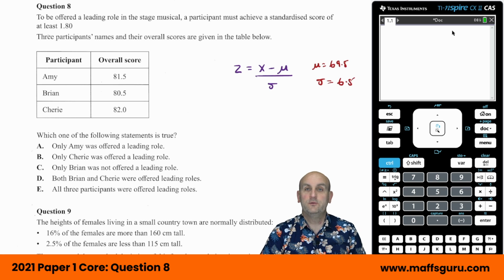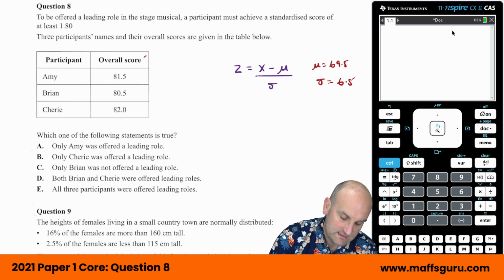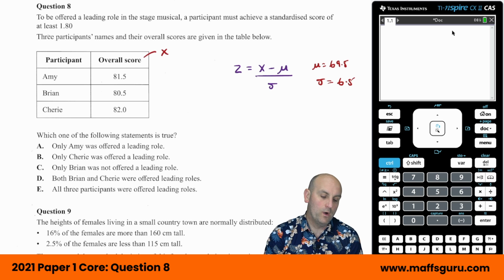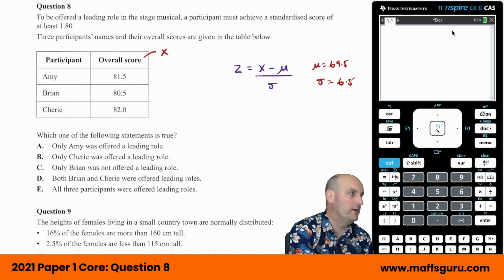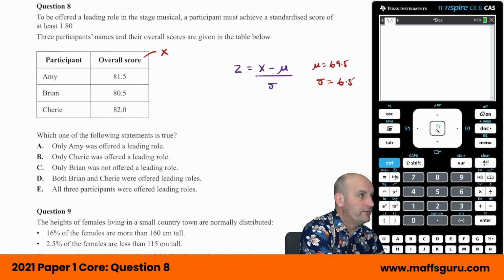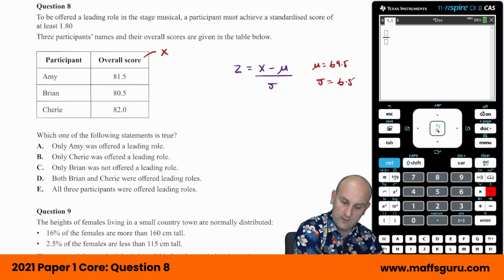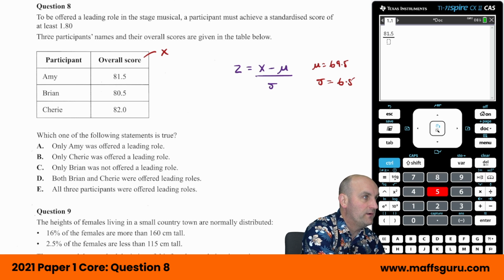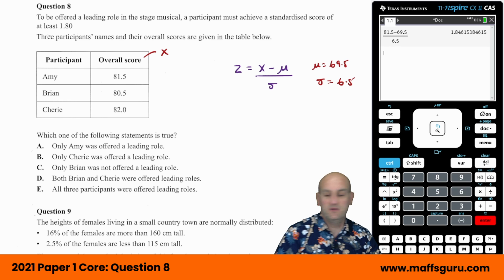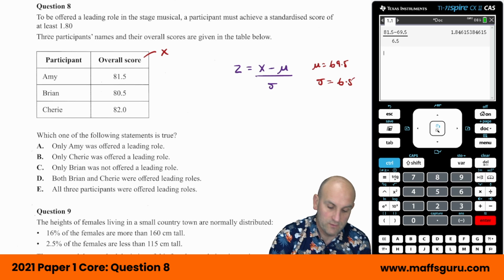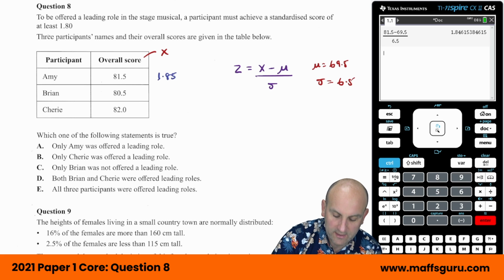So what you then wanted to do was take each of the overall scores, these then became my values of X, and work out the Z scores. Again, just to keep this slower, I'll do the first one. So that one there would be X, my original data would be 81.5, I would take away from that mu of 69.5 and divide by sigma, which was 6.5, and that gave me a value of about 1.85. So my Z score for there was 1.85.